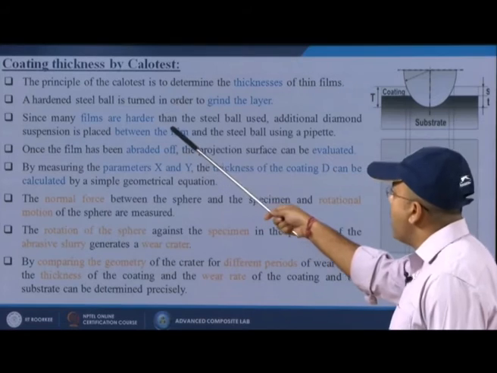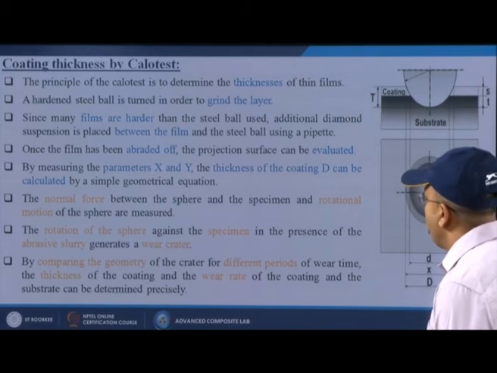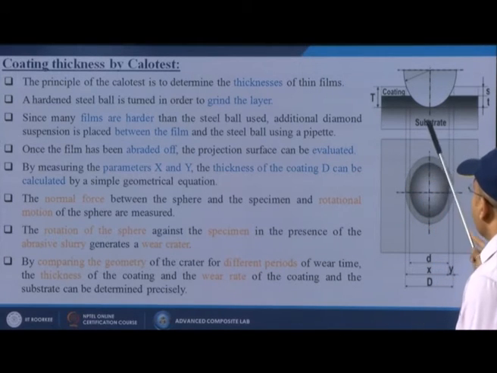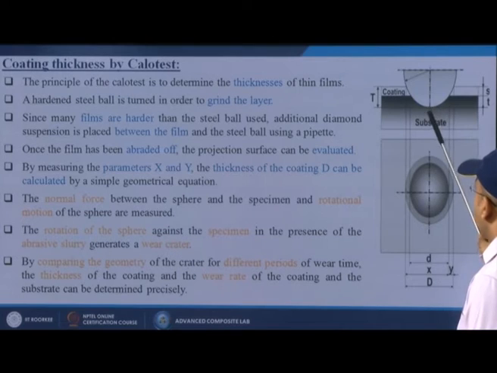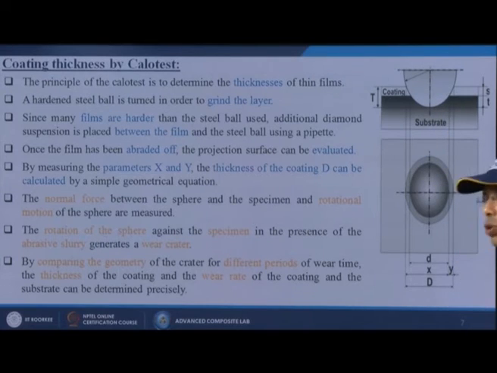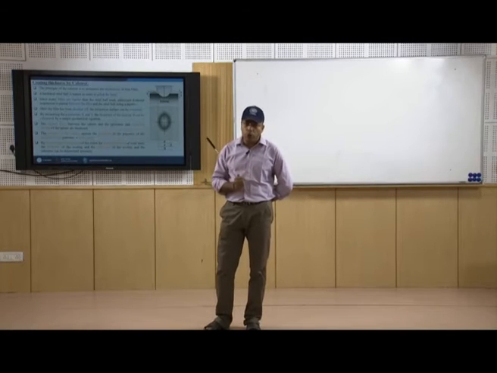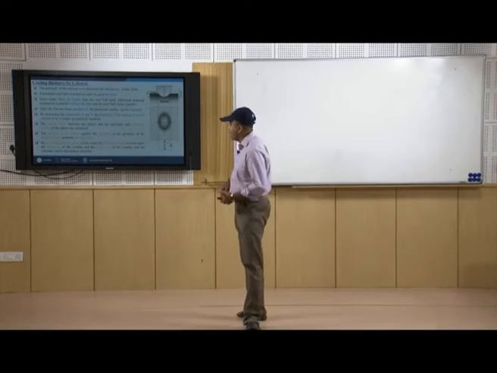Since many films are harder than the steel ball used, an additional diamond suspension is placed between the film and the steel ball using a pipette. Sometimes we put some kind of impregnated diamonds in that particular region so that the impact will be greater. Maybe sometimes the ball is not good enough to give a load onto that coating surface.